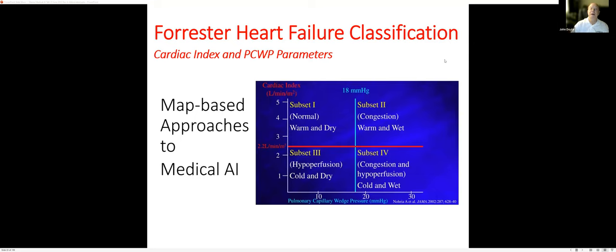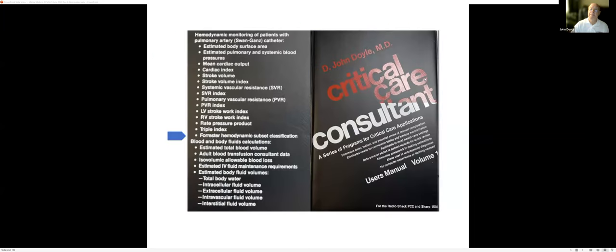Another example is the Forrester heart failure classification, where it takes a look at 2 performance indices for the heart. One of them is cardiac index, the liters per minute per meter squared body surface area. That's the vertical axis. And the other one is the capillary wedge pressure, which is obtained with a special instrument called a pulmonary Swan-Ganz catheter or pulmonary artery catheter. And depending on what your cardiac index is and what your pulmonary capillary wedge pressure is, you can divide the patient into 4 subsets, and each subset is associated with a different approach. For example, if you're in subset 1, normal, well, you don't have to do anything. In subset 3, the patient is hypoperfusing and they need more fluid, for example. Now, this was actually part of the package we presented for a critical care consultant, again, almost 40 years ago.